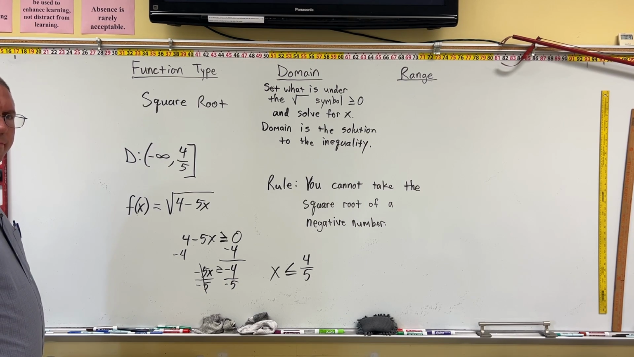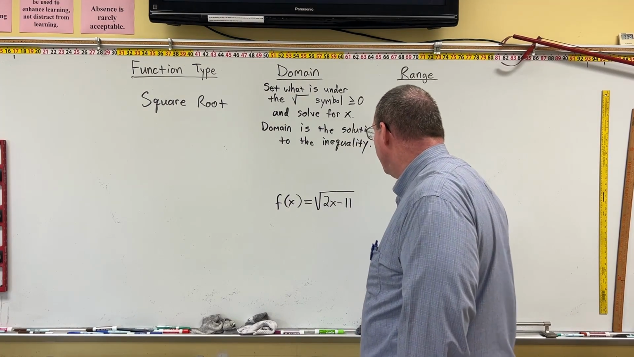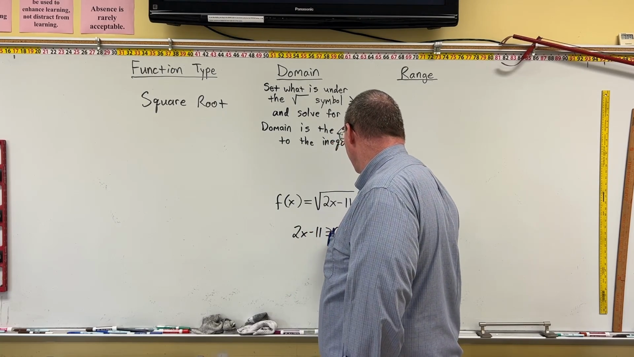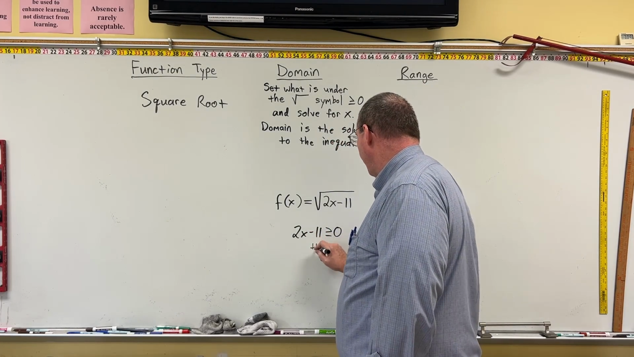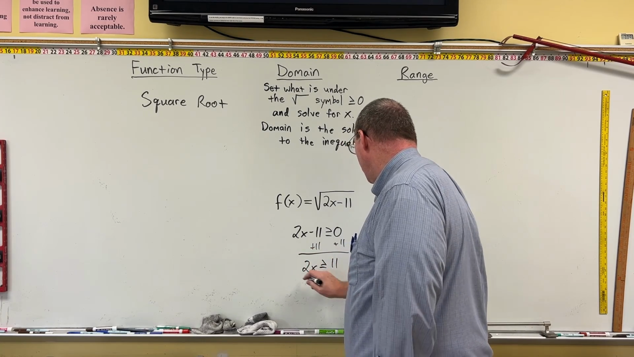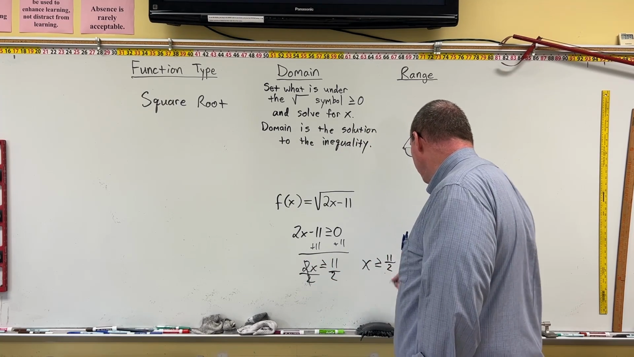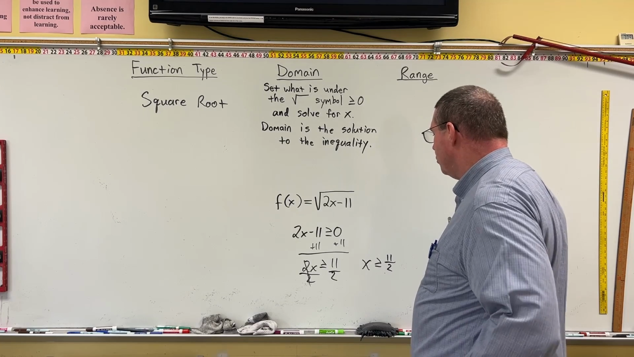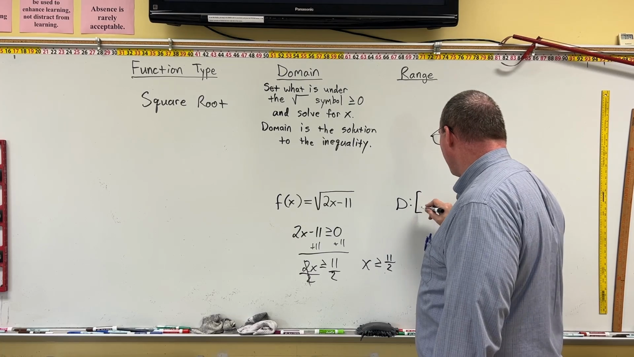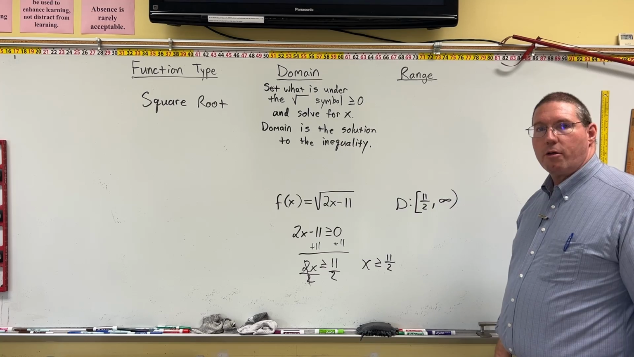Let's do another example. Let's identify the domain of this, and then we're going to identify the range. We take our 2x minus 11 and set it greater than or equal to 0 because it can't be negative. We add 11 to both sides and get 2x is greater than or equal to 11. We divide by 2 on both sides, and we get x is greater than or equal to 11 over 2, which means up to infinity. So our domain starts at 11 over 2 and goes up to infinity. That's the domain of this square root function.